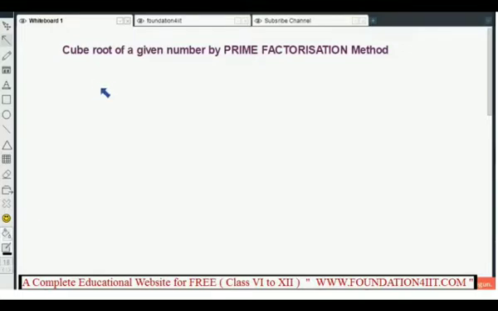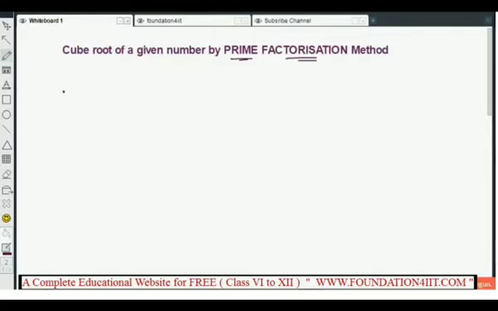You already learned the prime factorization method with squares and square roots. The same concept will apply to find the cube root also. If you're not aware of the prime factorization method, just see the square and square roots topic, and you'll get clear about it. So I'm not going to discuss much more on this; I'll come directly to the topic. First we need to resolve the given number into prime factors.